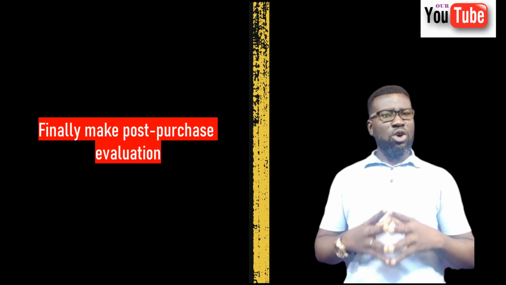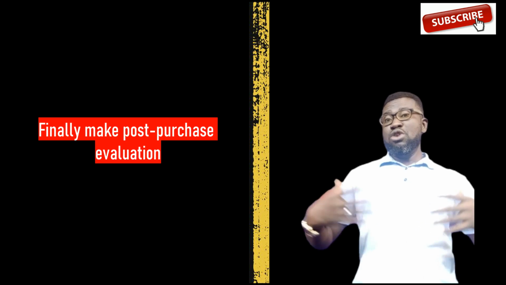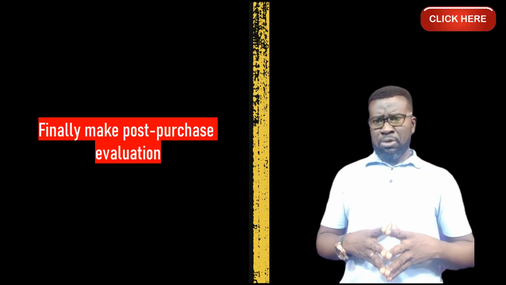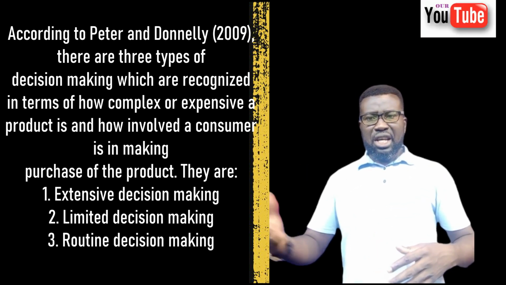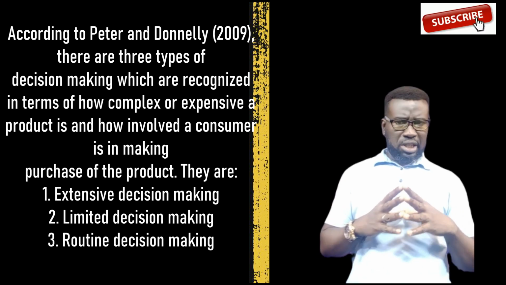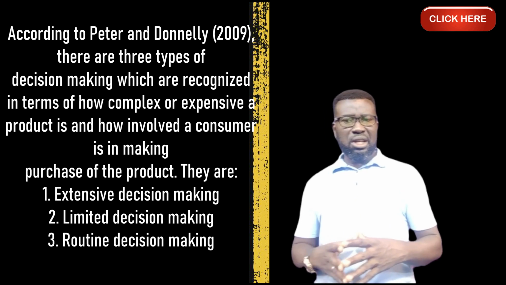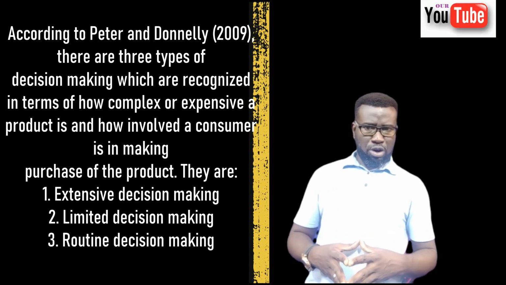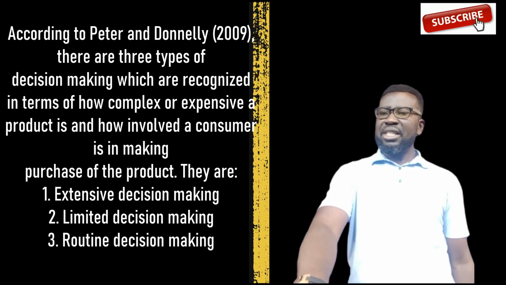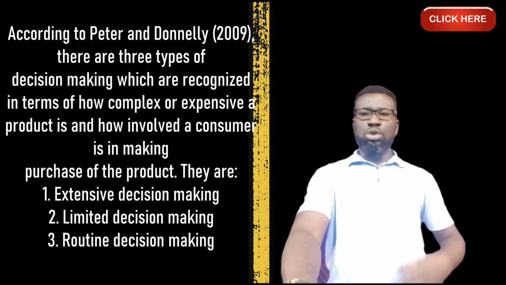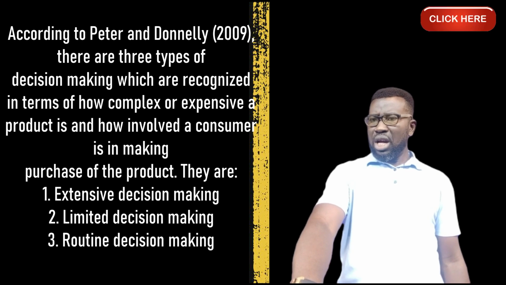This model is important because it gives a complete decision making process which occurs when consumers are fully involved in the product purchase. Some scholars have said that there are three types of decision making which are recognized in terms of how complex or extensive a product is and how involved the consumer is in making the purchase of the product. And they are: one, extensive decision making; two, limited decision making; and the third one, routine decision making. Let's explain what these concepts really mean so that you can get them.